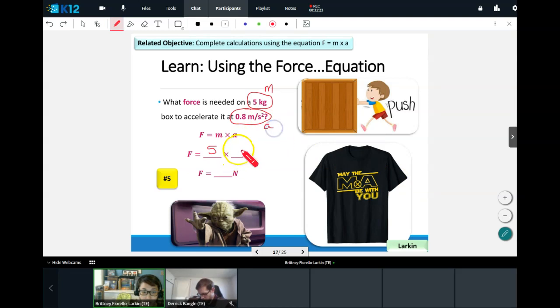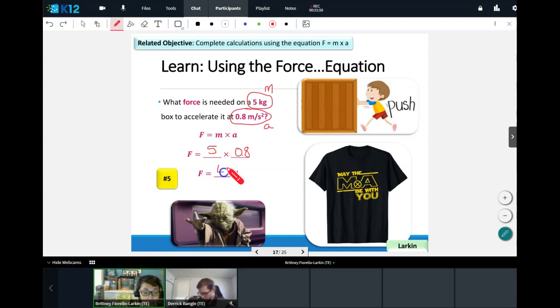So I'm going to go ahead and plug in 0.8 for my acceleration. Again, that squared is only on the unit. Do not square any numbers. But grab your calculators. What do we get when we do 5 times 0.8? Yeah, this is going to be 4.